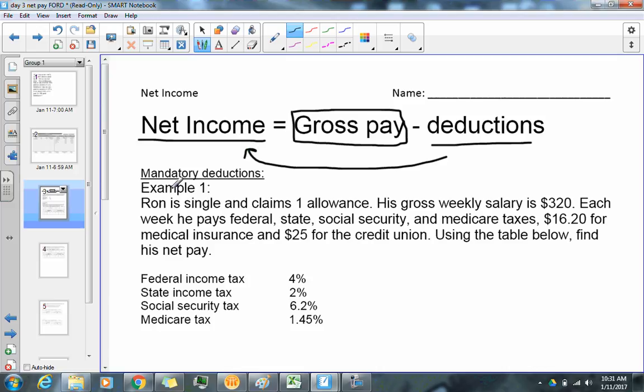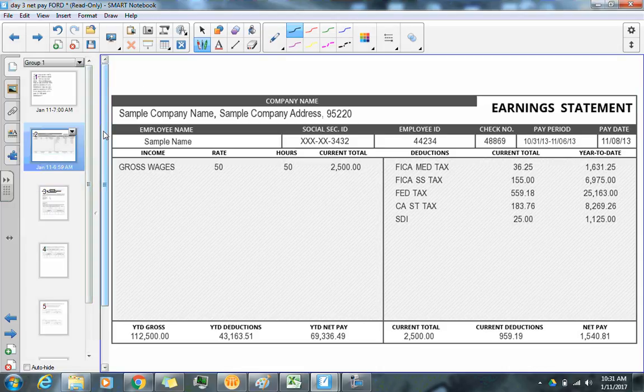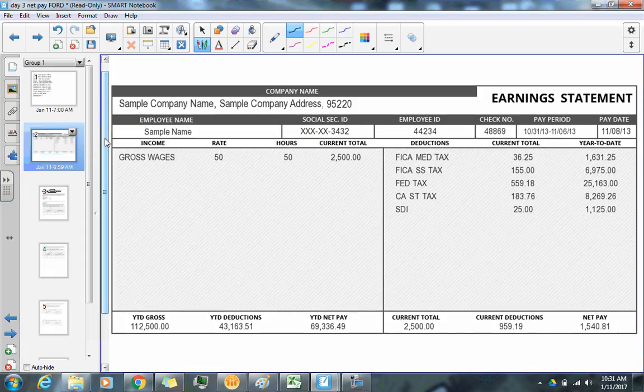Now, where you have seen this, especially if you have a job, is, let me show you this right here. This is an example of an earnings statement, or what would come with your paycheck. It's a statement of everything that you've earned and everything that was taken away from you. So for example, notice that this person's gross income was $2,500.